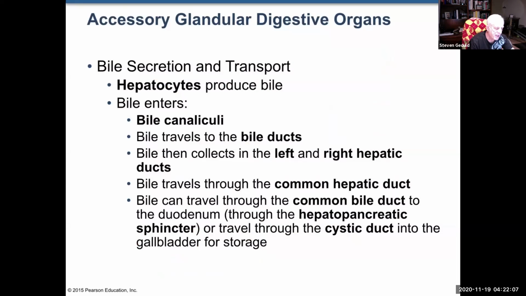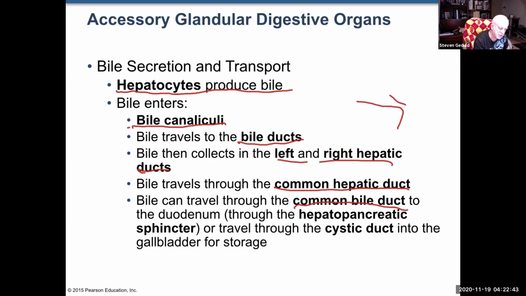Okay, so bile secretion. Hepatocytes produce bile. That's the cell that makes bile. Bile goes to the bile canaliculi, travels through the bile ducts, collects in the left and right hepatic ducts, travels through the common hepatic duct, then travels through the common bile duct to the duodenum. It goes through what's called the hepatopancreatic sphincter, or travels through the cystic duct into the gallbladder. So as it goes through these, it can back up into the cystic duct where your gallbladder is. So this is your cystic duct, if it continues on that system or goes straight down.